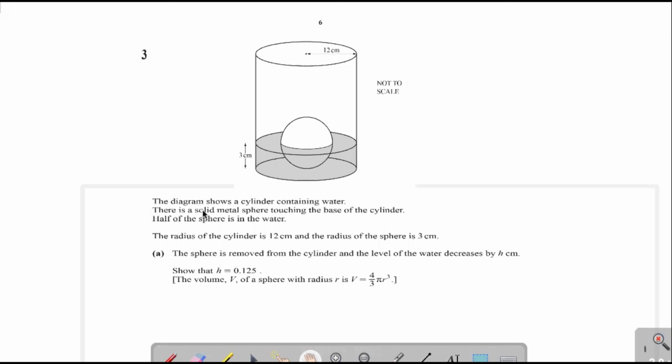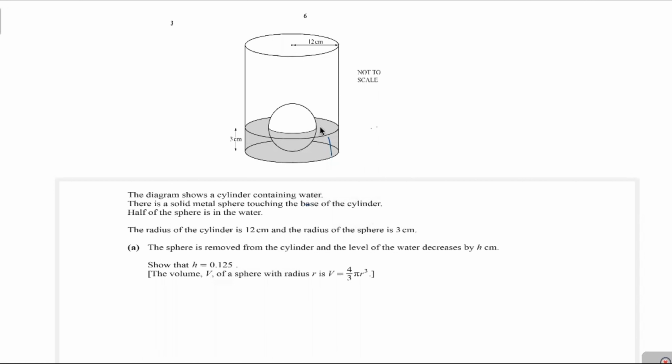Now, question 3, the diagram shows a cylinder containing water. There is a solid metal sphere touching the base of the cylinder. Half of the sphere is in the water. The radius of the cylinder is 12 centimeters and the radius of the sphere is 3 centimeters. Part A, the sphere is removed from the cylinder and the level of water decreases by h centimeters. Show that h is equal to 0.125.